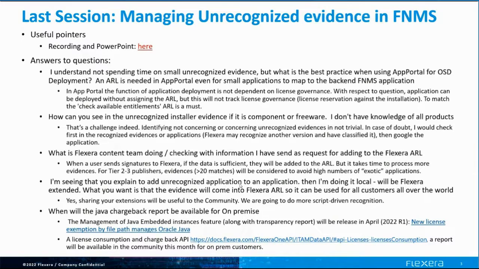But typically, if you provide, let's say, 50 signatures of applications, they will be in the next month's ARL. So it's being released every month, every week, the ARL. But you may wait a little bit. If you send thousands of signatures, it could take more time, of course. And an important thing is that we have a classification of the publishers. So for, let's say, tier 2 and 3 publishers, if you have some very exotic application which has less than 20 matches in your database, we may not manage these evidences.